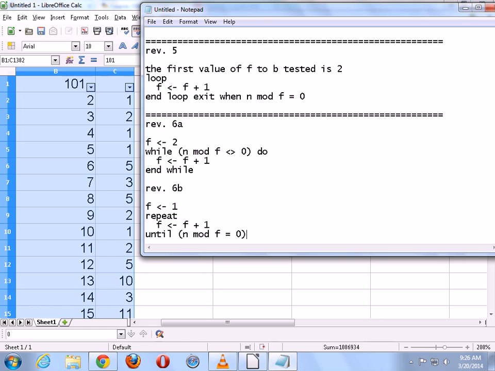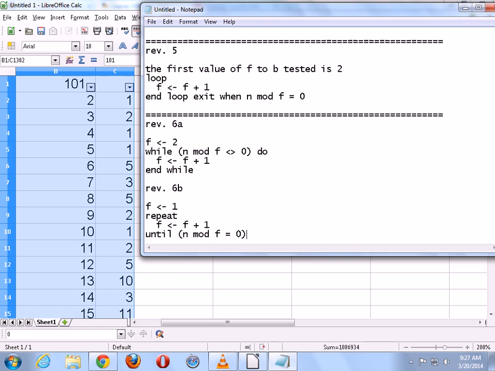6a. 6b is not clear, because if you look at 6b, how do you know that 2 is the first potential factor to be tested? Well, you know because f is first initialized to 1. And then we have to go into the body of the loop, perform f gets f plus 1 exactly once before n mod f equal to 0 is actually tested. So by the time we get to the test, f would have a value of 2 already.